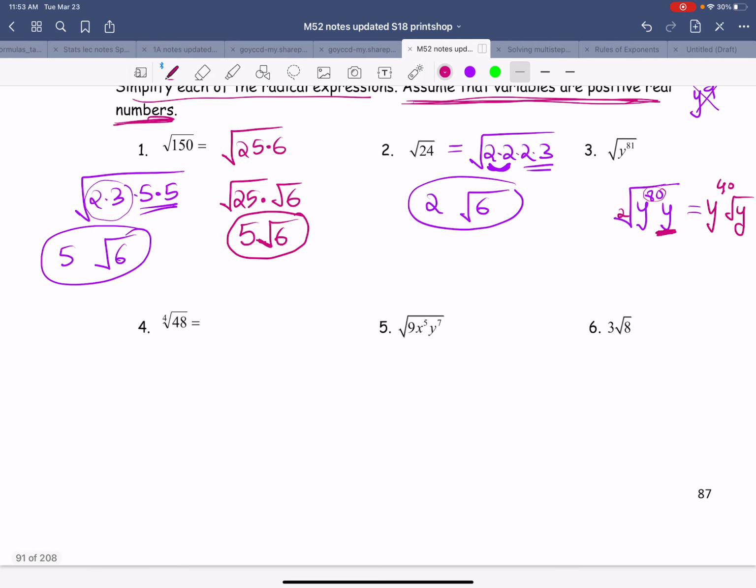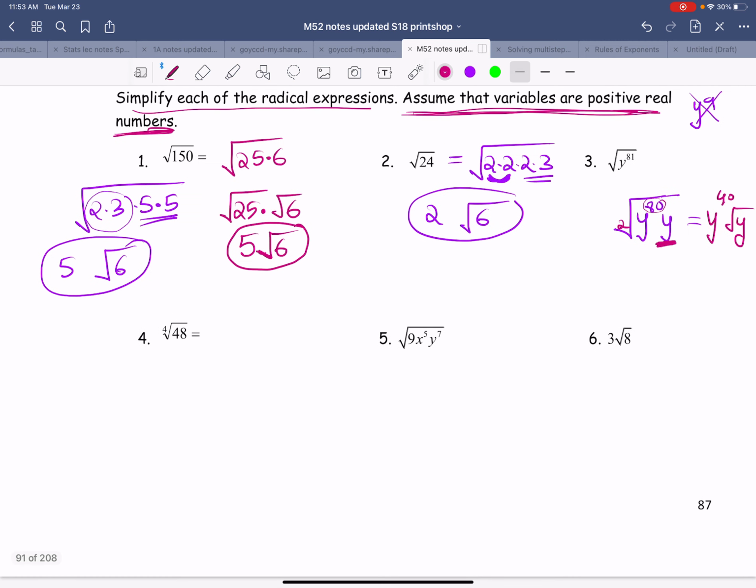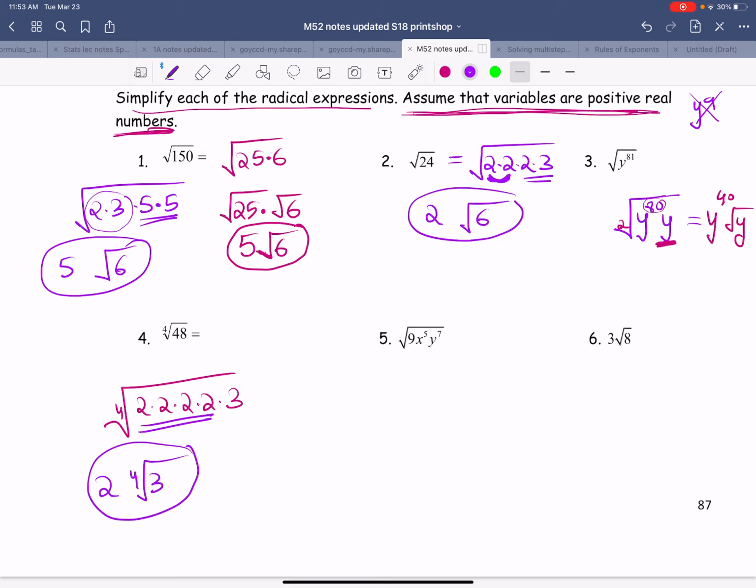Okay. Fourth root of 48. Well, now we're talking about the fourth root. So for 4 things inside, 1 will come out. Let's go ahead and do the prime factorization of 48. 2 times 2 times 2 times 2 times 3. And there's a fourth root. So for 4 things inside, 1 will come out. I can pull a 2 out. Inside would be fourth root of 3.